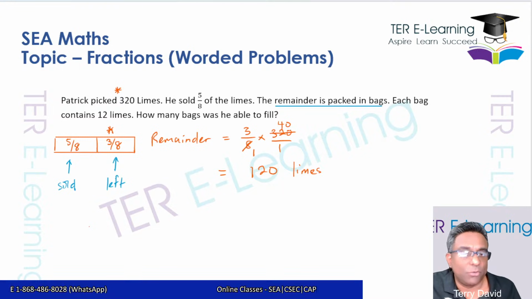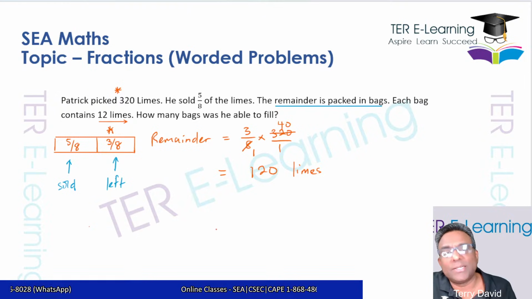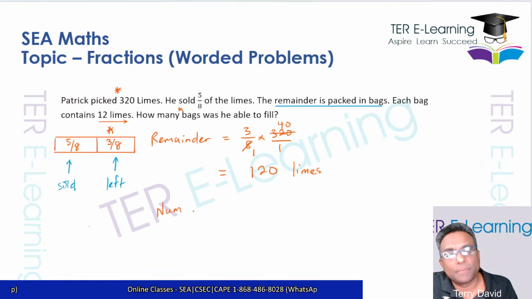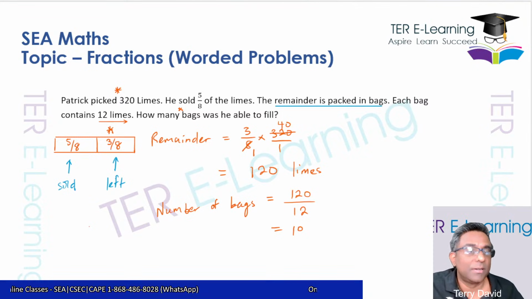Now the remainder, which is the 120, is packed into bags, and each bag contains 12 limes. We want to know how many bags was he able to fill. So the number of bags is simply going to be, he has 120 limes to pack, and we know that in each bag we place in 12. So therefore, he's able to fill a total of 10 bags.